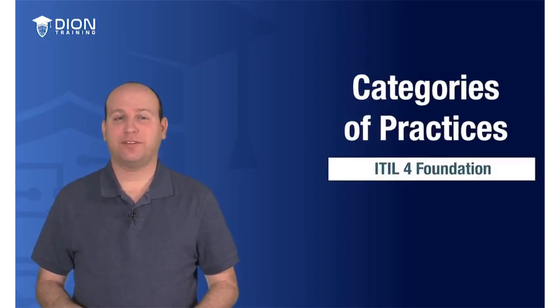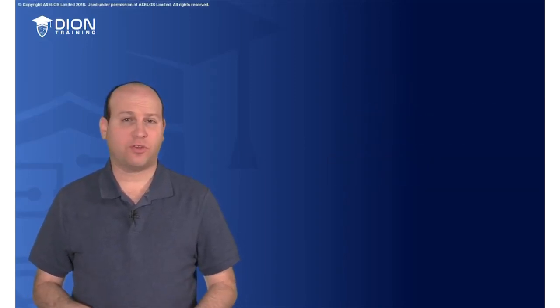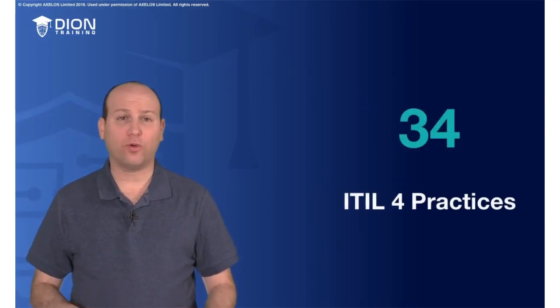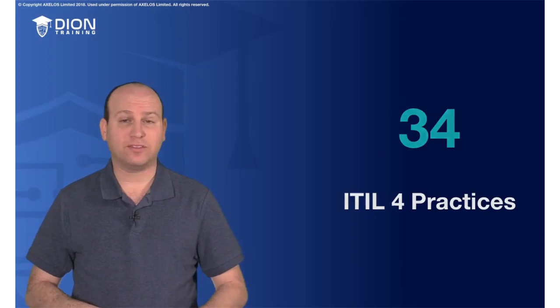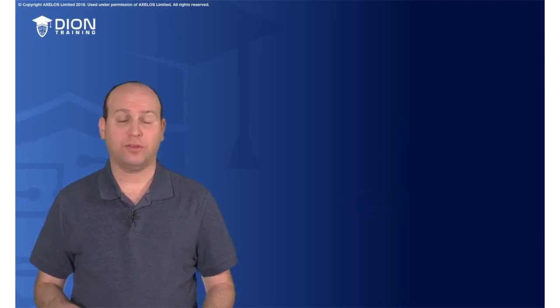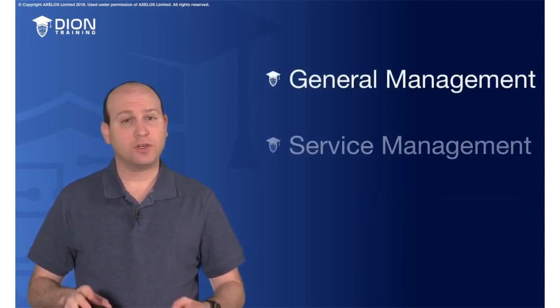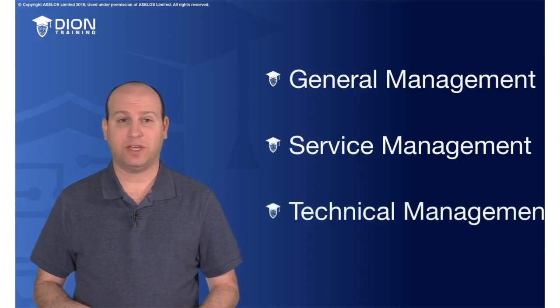Categories of practices. Over the next 3 sections of the course, we're going to cover all 34 of the ITIL 4 practices. These 34 individual practices are divided up into 3 categories: general management practices, service management practices, and technical management practices. This begs the question though, what exactly is a practice?